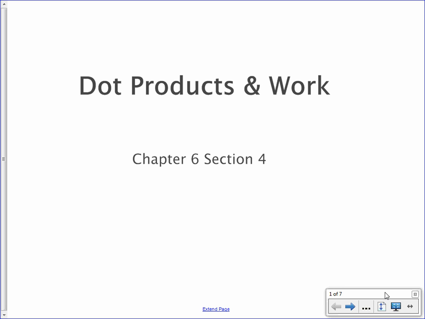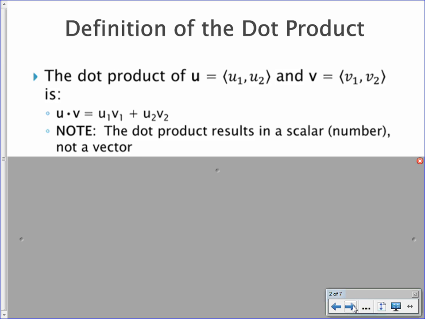Okay, so here we go. Dot products. We have talked about adding vectors. We've talked about multiplying by a scalar. We can subtract vectors. We have not talked about multiplying vectors. Okay, physics people, do you know what a dot product is? I don't think that this is something that you do in physics. So yay, something new. A dot product is how we multiply vectors. However, we do not get a vector, we get a scalar or a number.